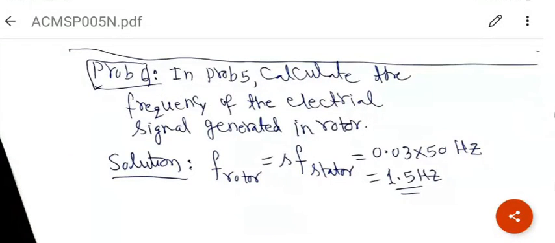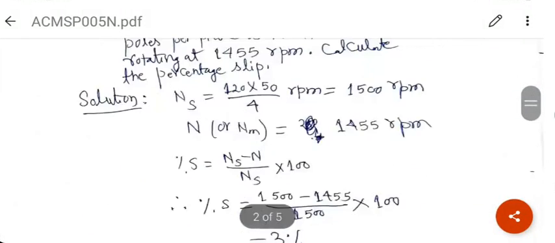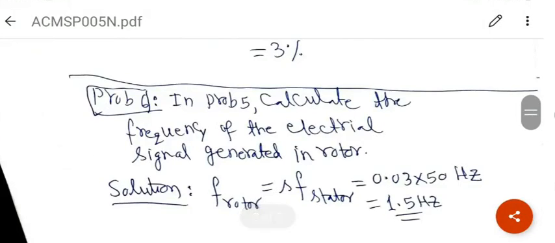Now, next one says, problem 6 says, in problem 5, calculate the frequency of the electrical signal generated in rotor. It is simply given by slip multiplied by the stator frequency. Unfortunately, in induction motors, the frequency in the rotor is a variable. It depends on slip. In the beginning, when rotor is not rotating, slip is 1. Stator and rotor frequency are the same.